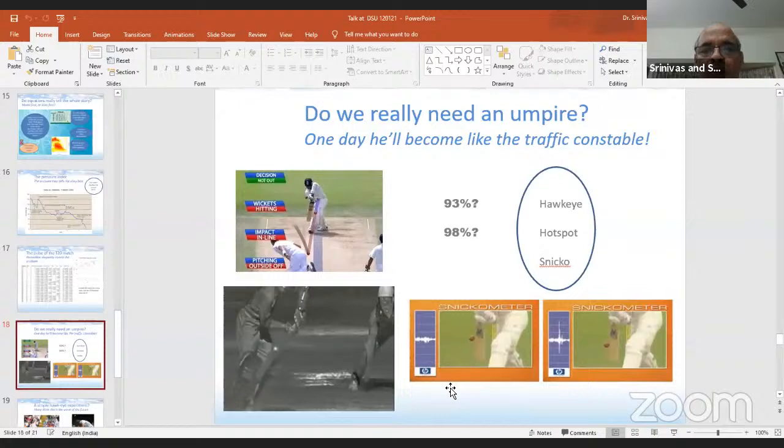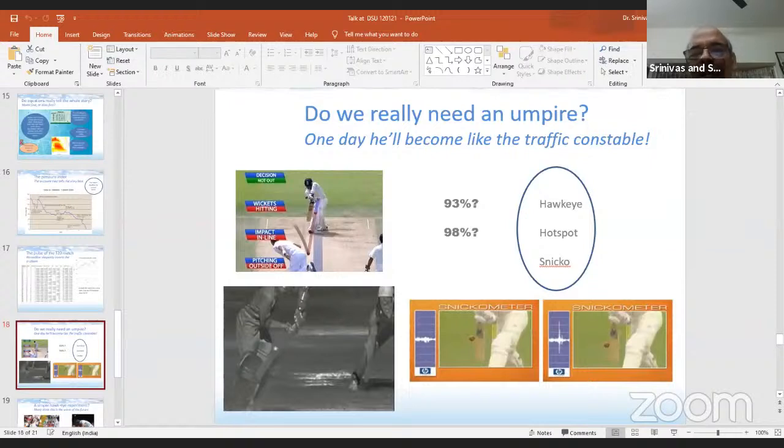So then where do you stop? At 50%? So then they say, if it's a close decision, let's go back to the umpire and see what he thought, because he too is a judge. Just like DRS is a kind of judge, an umpire is a judge too. But do we really need an umpire?